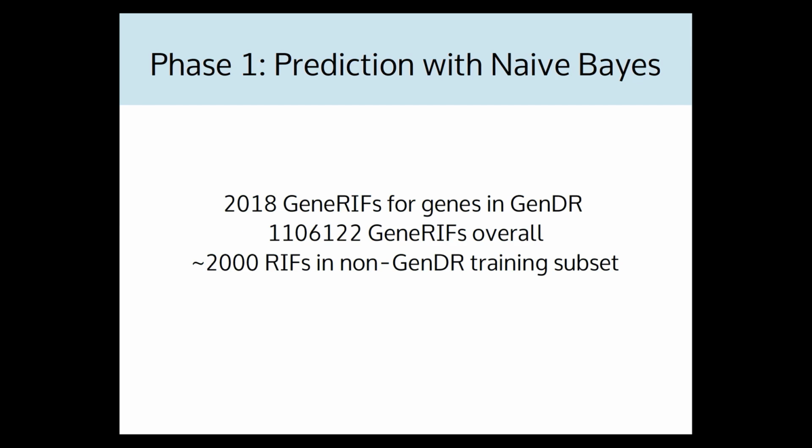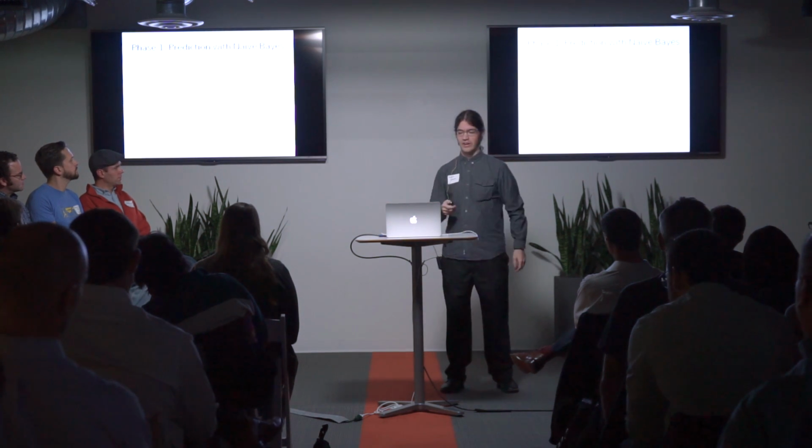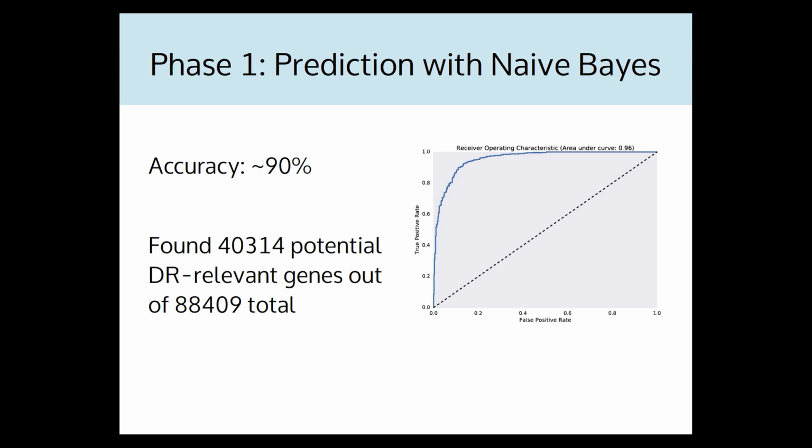So I built a naive Bayes model. I had very unbalanced classes. There are only about 2,000 GeneRIFs for the genes in GeneDR, but for all of the genes, there are a million GeneRIFs. So I trained my model on roughly 2,000 RIFs from the non-GeneDR genes and the 2,000 RIFs from the genes that are in GeneDR. And it did quite well, actually. I got 90% accuracy. So that's pretty good. And I found 40,000 potential genes, that's over all organisms, that were not in the GeneDR database, but maybe they could be.